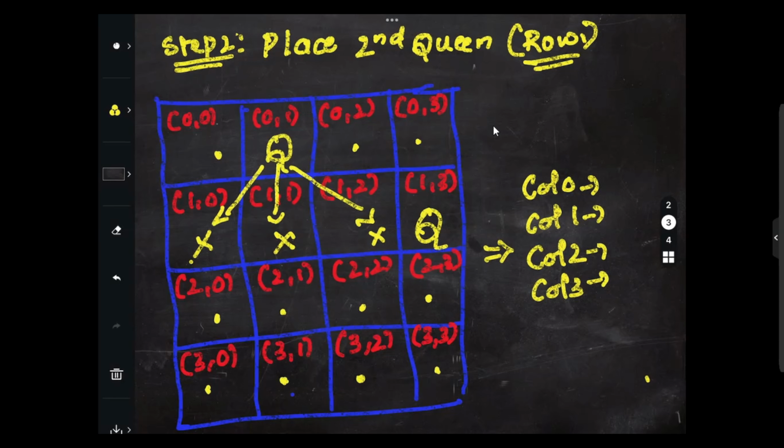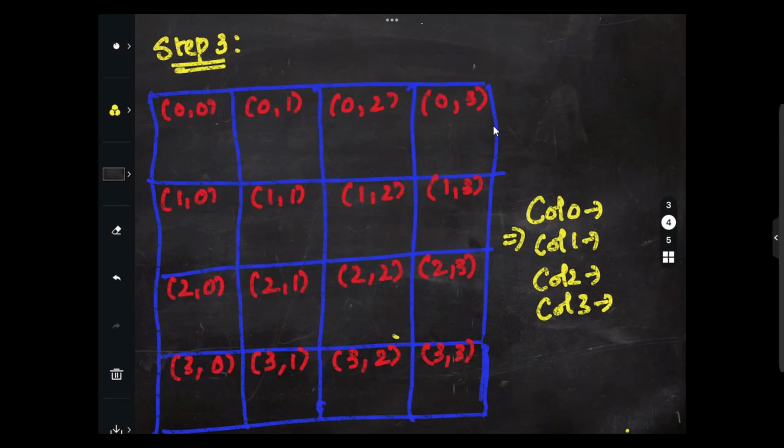So in this case, we are placing it in column 3. In step 2, here we are placing the queen. This is fine. This is step 2. Let's move on with step 3. So we have to place the third queen.